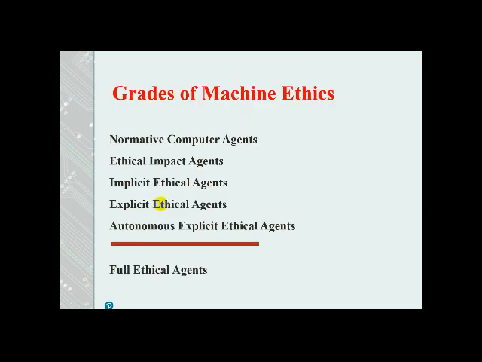Range of machine ethics. Machine ethics has a broad range of possible implementations in computer technology, from maintaining detailed records in hospital databases to overseeing emergency team movement after a disaster. From a machine ethics perspective, you can look at machines as ethical impact agents, implicit ethical agents, explicit ethical agents, and full ethical agents. A current research challenge is to develop machines that are explicit ethical agents: normative computer agent, ethical impact agent, implicit ethical agent, explicit ethical agent, autonomous explicit ethical agent, full ethical agent.